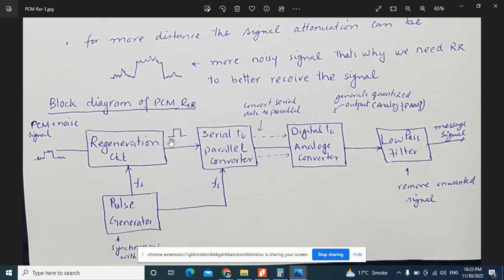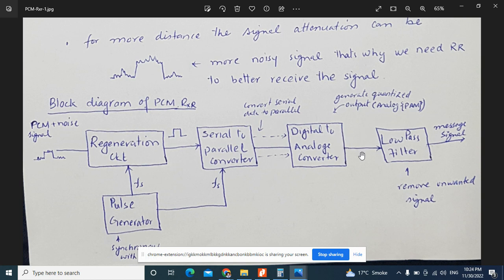When this data is given, like 0, 1 and then 0, we need a serial to parallel converter which converts the serial data into parallel. If these are 3 digits, we have 3 lines, so this is parallel data. After that we need a digital to analog converter, which generates the quantized output, for example a pulse amplitude modulated signal. That is why you can say it is an analog signal.